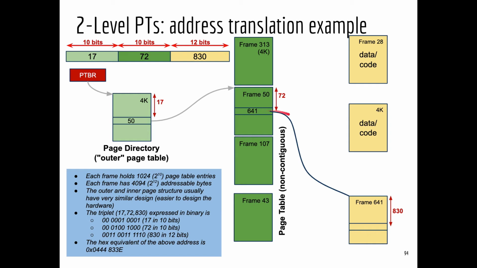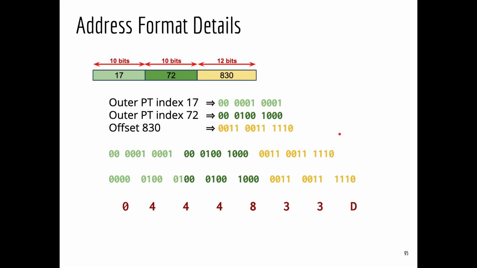So the MMU will fetch frame 641, and then the offset 830 will be used to fetch one instruction or data from frame 641. So let's inspect the logical address format in more detail.